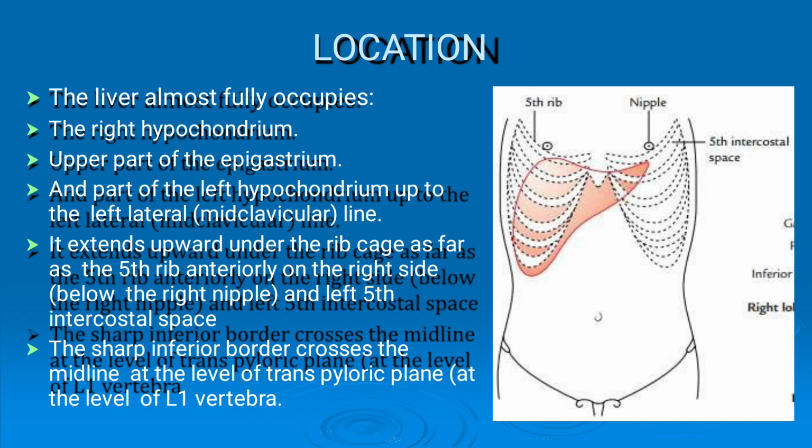I want to point at this region. This is the right hypochondrium region, and this one is the left hypochondrium region. In between is the epigastrium. It occupies the upper part of the epigastrium, and part of the left hypochondrium up to the left lateral midclavicular line. It extends under the rib cage as far as the fifth rib anteriorly on the right side, below the right nipple and left fifth intercostal space. The sharp inferior border crosses the midline at the level of the transpyloric plane, at the level of the L1 vertebra.